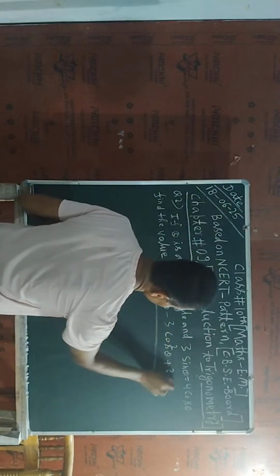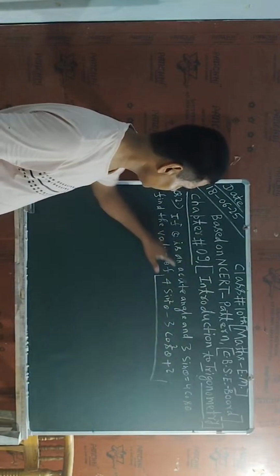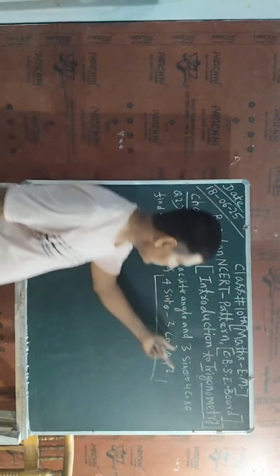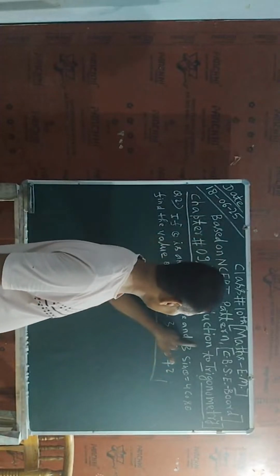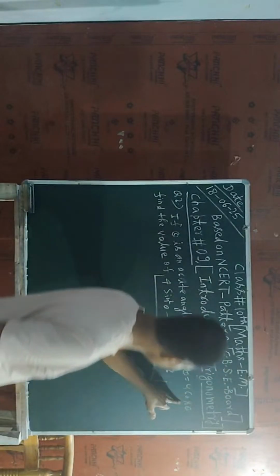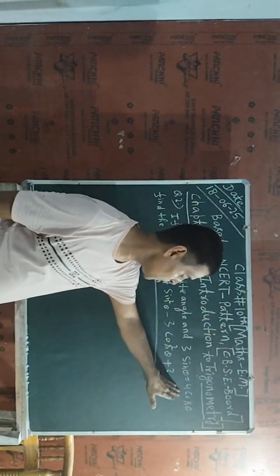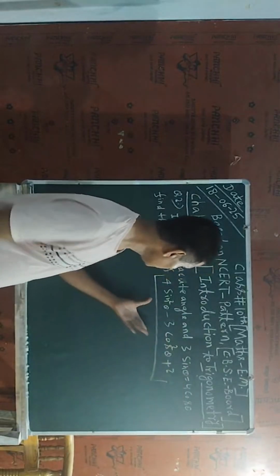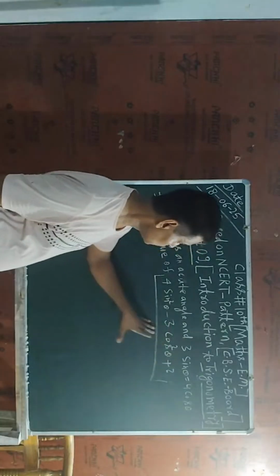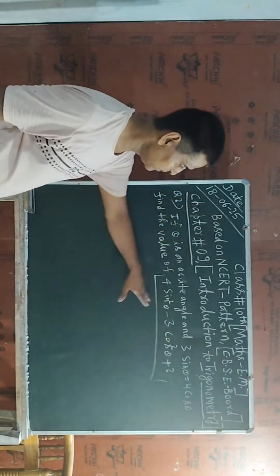the value of this expression. Here theta is defined as an acute angle of a right angle triangle. Now here 3 sin theta is equal to 4 cos theta. This information is given in the question. With the help of this information, I will find the value of this expression.